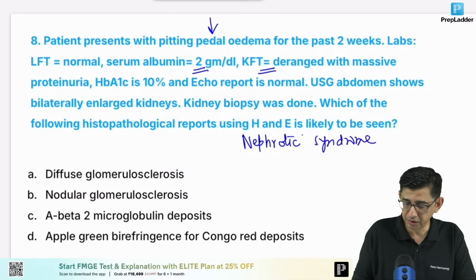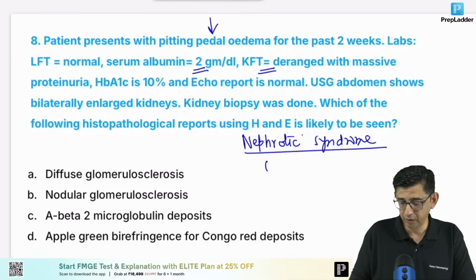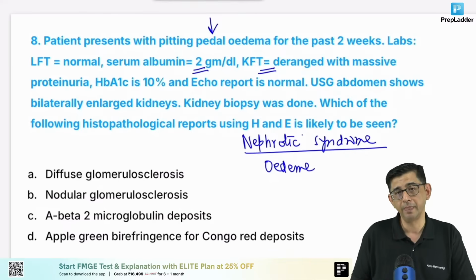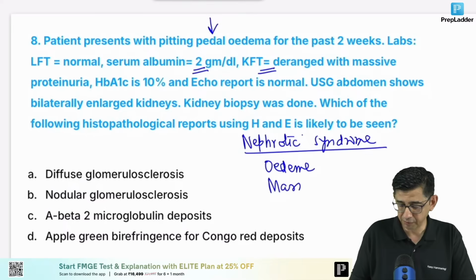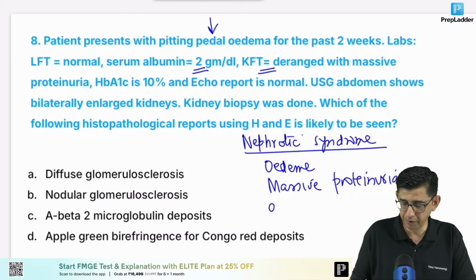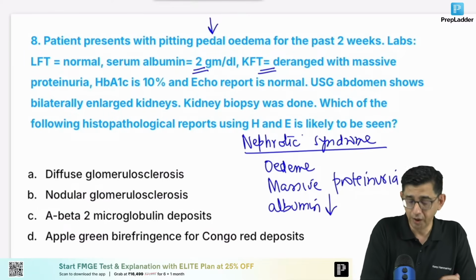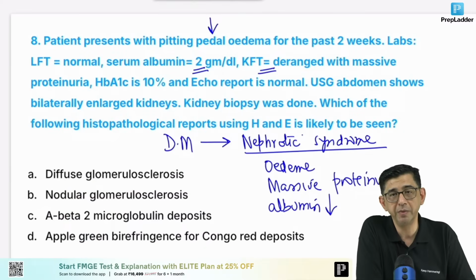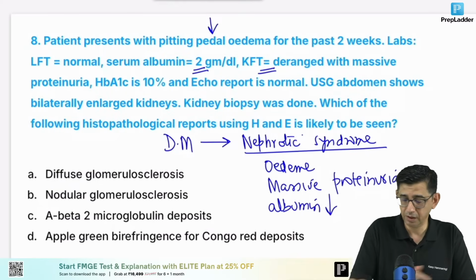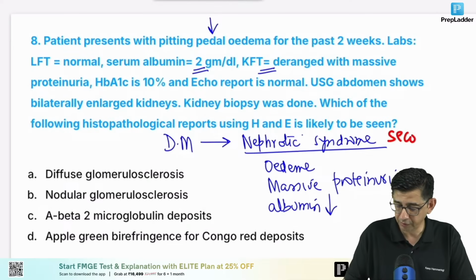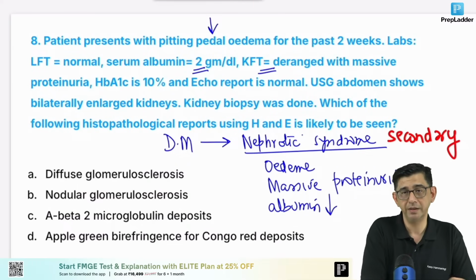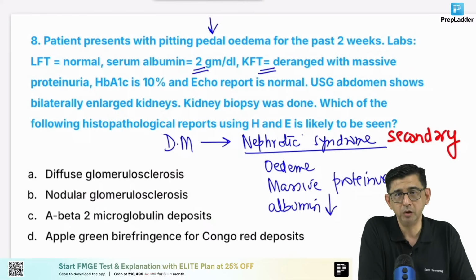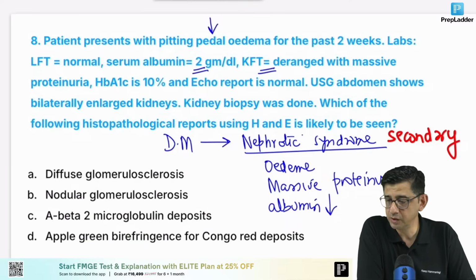You see, for nephrotic syndrome, a triad should be satisfied, no? The triad of nephrotic syndrome is, one, there should be edema. Second, there should be presence of massive proteinuria. And the third component that we are able to see is hypoalbuminemia. So the triad of nephrotic syndrome in this question is getting satisfied. Why it is happening is because of diabetes mellitus, because HbA1c of this particular patient is 10%. So what is happening in this patient is a development of secondary nephrotic syndrome. Diabetes mellitus causes diabetic nephropathy and causes a secondary nephrotic syndrome, which is why this presentation is coming.